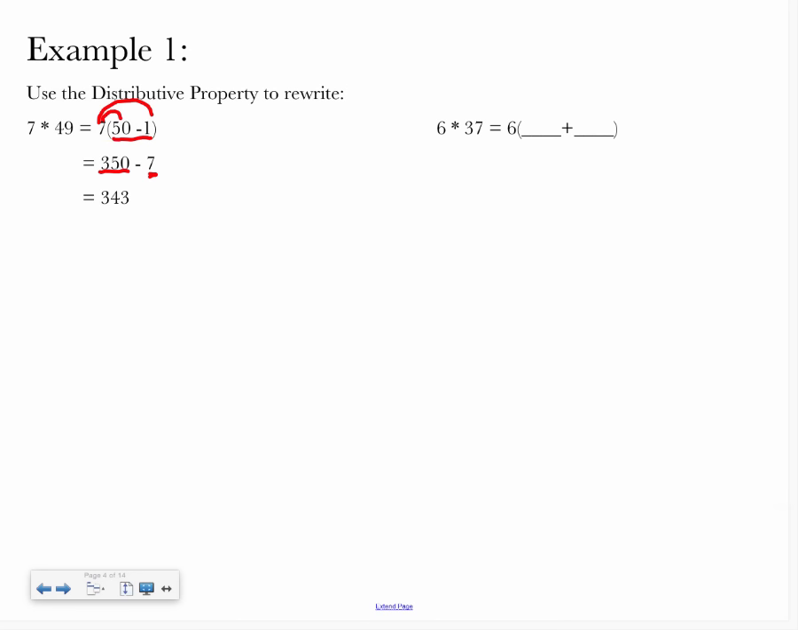Okay? So now let's apply that same concept over on the right hand side with 6 times 37. What would be a good way to break up 37? We could break it up into 30 plus 7. Okay? 6 times 30. Okay, 6 times 3 is 18. Add our 0, that's 180. 6 times 7 is 42. 180 plus 42, that is much easier to solve. Okay, so 2 plus 0 gives us 2. 8 plus 4 is 12. We carry a 1, and we're left with 222 as our final answer.